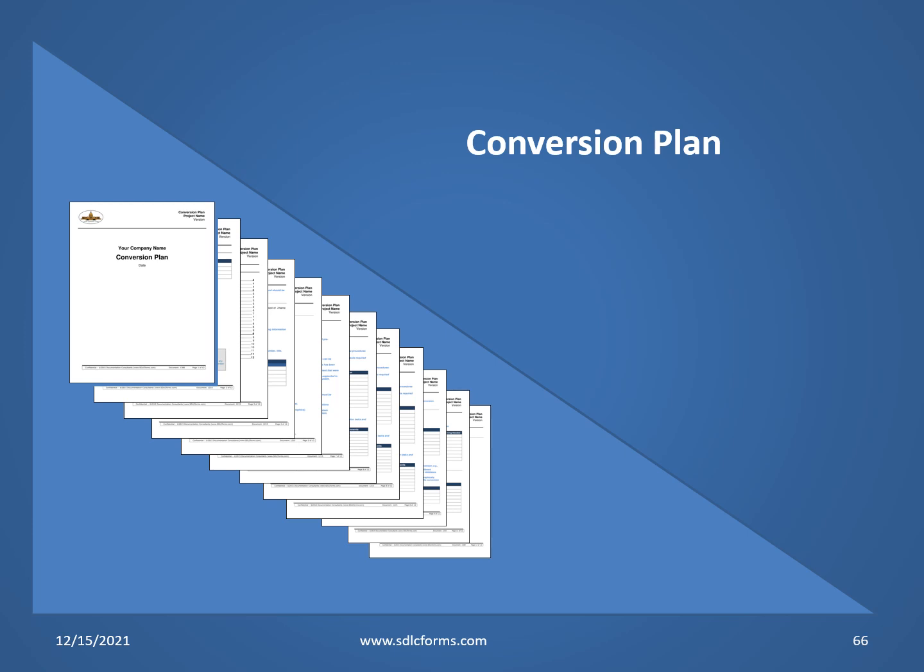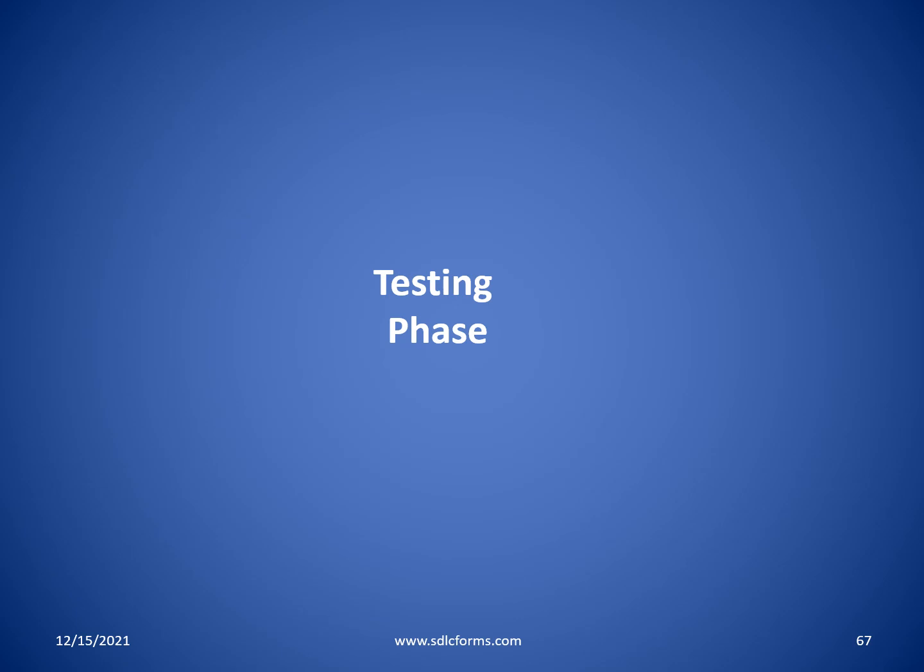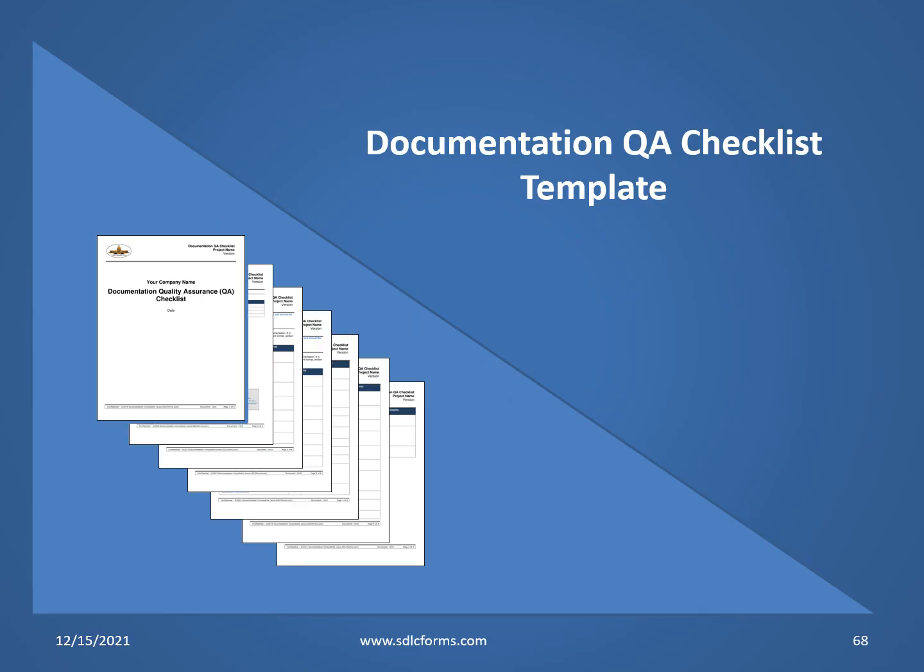The conversion plan describes the strategies involved in the conversion of a system or application. Software features and functions are tested during the test phase, generally in a separate test environment. There are various types of tests, e.g. unit, integration, system, stress, regression. Provides the capability to perform a documentation quality assurance review prior to delivery and implementation.